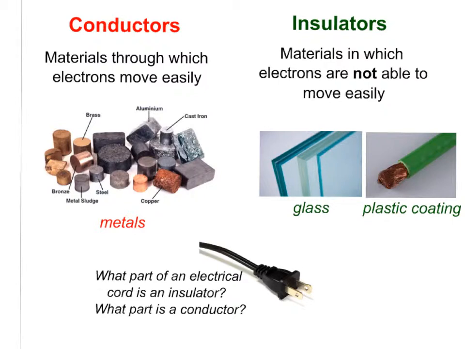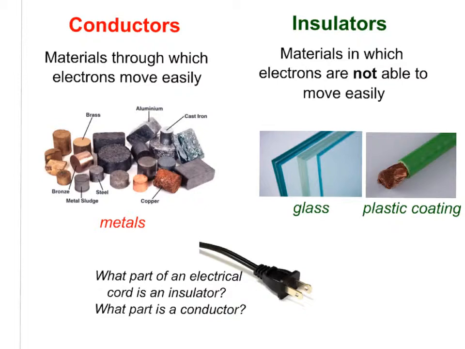Now let's contrast conductors versus insulators. You've seen these words before because we talked about them when we were talking about thermal energy. Matter can be a conductor of heat, or it can be an insulator, where heat does not flow through it well. Likewise, we can talk about conductors and insulators when it comes to electrical charge. Conductors are materials through which electrons move easily, whereas insulators are materials in which electrons are not able to move easily. Very similar to our thermal conductors versus thermal insulators.